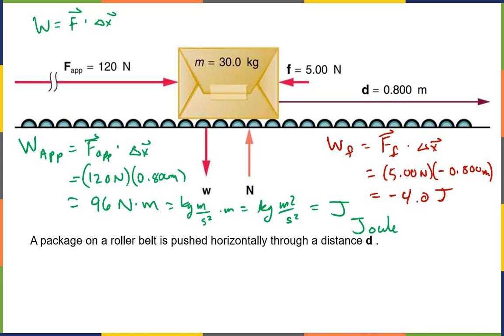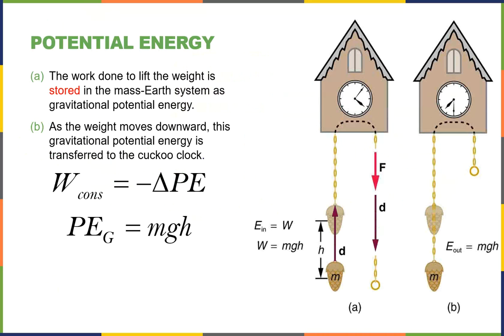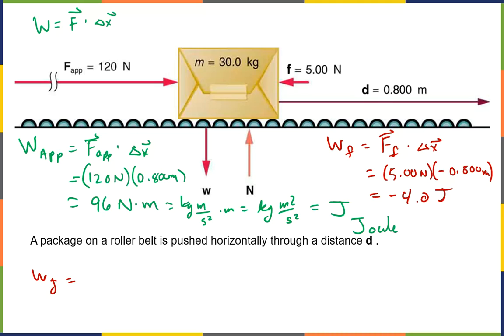Okay, what about the work done by gravity? It's perpendicular to the motion, so it doesn't have any angle. Does that make sense to you guys? Because the distance is perpendicular to the force of gravity, the work done by gravity is 0. And what about the work done by the normal force? Same. Those are zeros because the force is perpendicular.